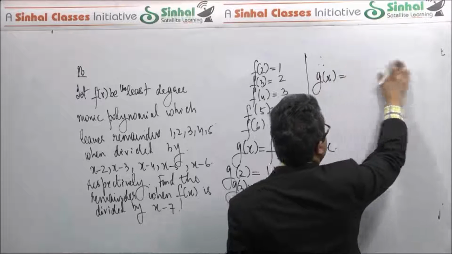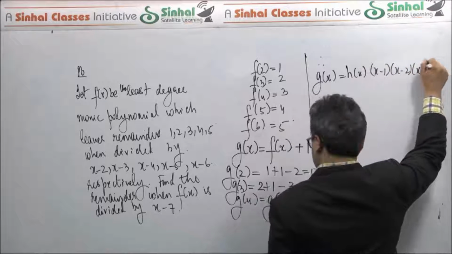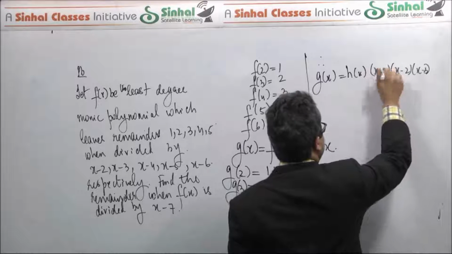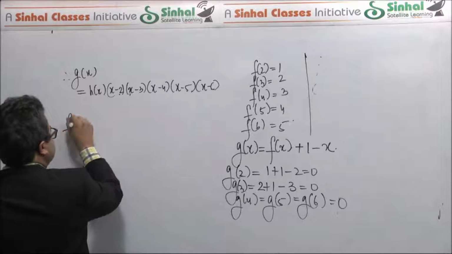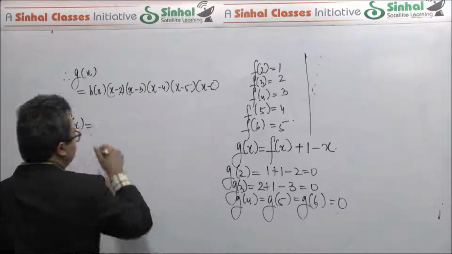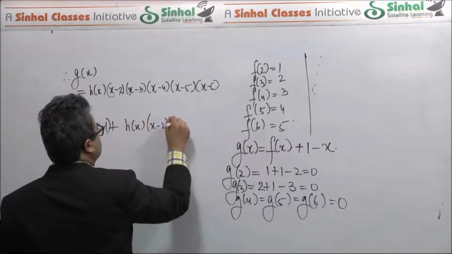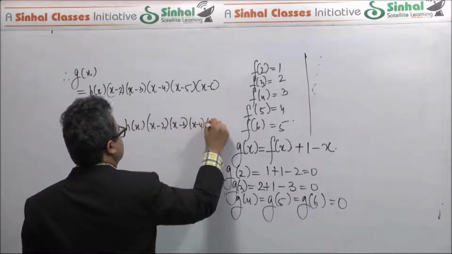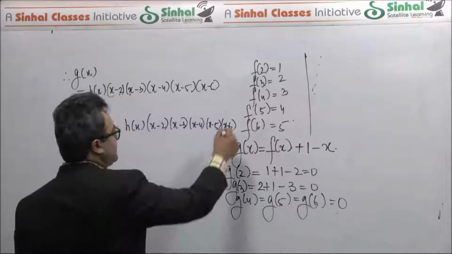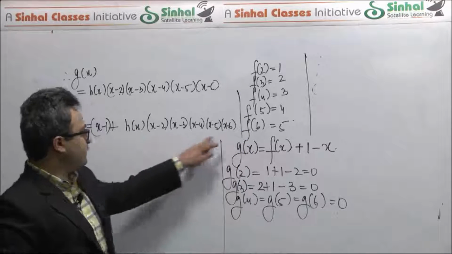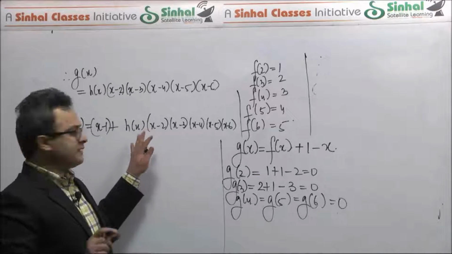g of x has to have the form some h of x times x minus 2, and so on, and g of x itself was f of x plus 1 minus x, so f of x must have the form shown. So now what we've been able to conclude from this information that was given is that f of x has this particular form. Right? But now to find out f of 7, we'll also need to know something about h of x. But for that, there were a couple of things that were given in the problem.